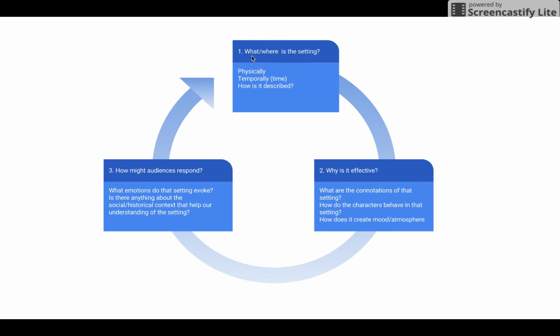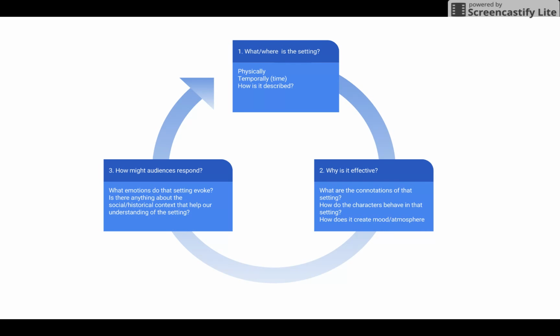So, if I'm going to be writing about setting in my first point, the first thing I want to do is explain what the setting is and where it is. I want to talk about it in terms of physically. What setting is it? Our setting is a heath. When I talk about the temporal setting, I'm talking about the time. Well, we know roughly that Shakespeare wrote this in around the 1600s. So we know this is an olden time setting. Don't refer to any of the film versions.